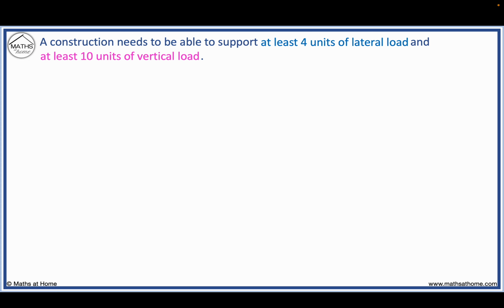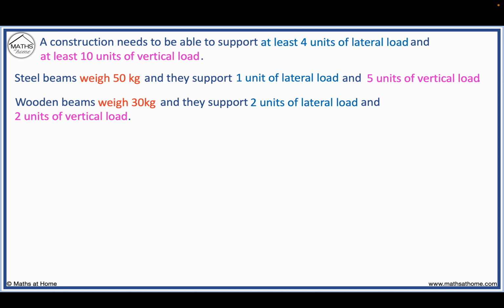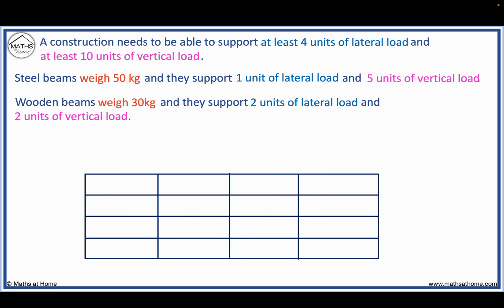A construction needs to be able to support at least 4 units of lateral load and at least 10 units of vertical load. Steel beams weigh 50 kilograms and they support 1 unit of lateral load and 5 units of vertical load. Wooden beams weigh 30 kilograms and they support 2 units of lateral load and 2 units of vertical load. We can summarize this information in a table.